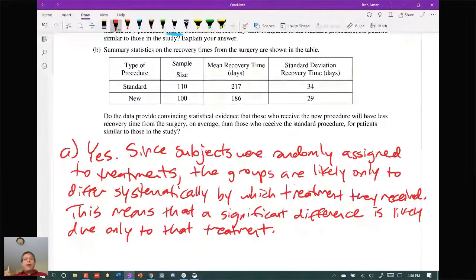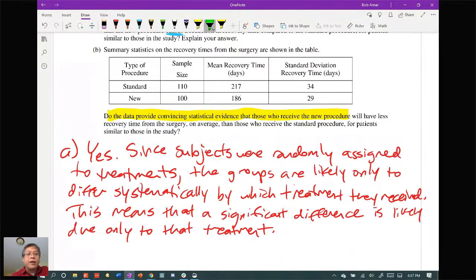Okay. And then part B. Summary statistics on the recovery times are shown in the table. Okay, I see something very interesting. How many samples do I see? I see 2 samples, and I see 2 means. This appears to me that what we're looking at is the question: do the data provide convincing statistical evidence that those who receive the new procedure will have less recovery time from the surgery on average?